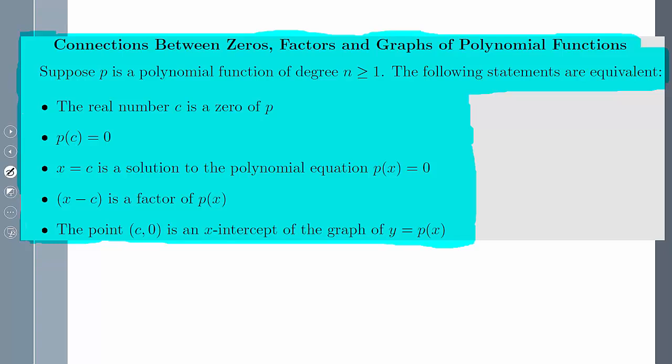And now last, some connections between zeros, factors, and graphs of polynomials. So suppose P is a polynomial function of degree n being greater than 1. The real number C is a 0 of P. Okay. P of C equals 0.